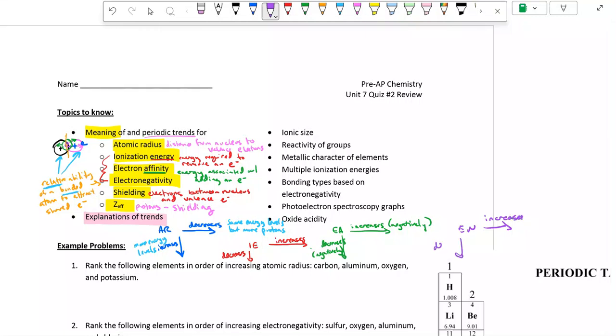And down the periodic table, it decreases. And for the exact same reason, it increases across the period because you have the same energy levels but more protons, and it decreases down the periodic table because you have more energy levels.